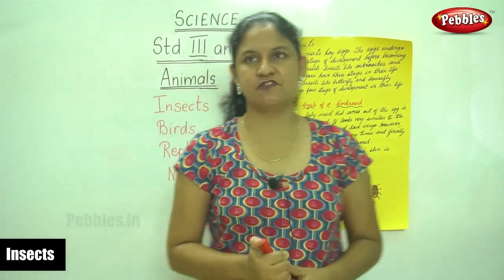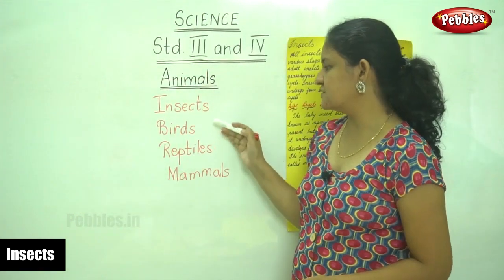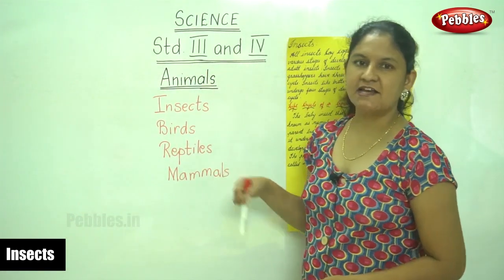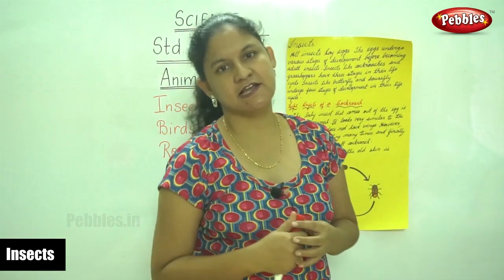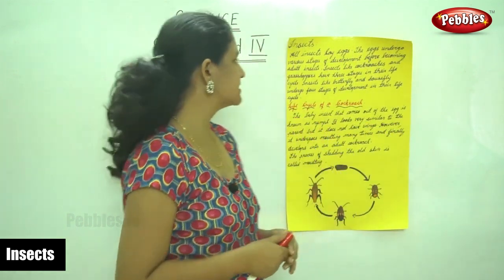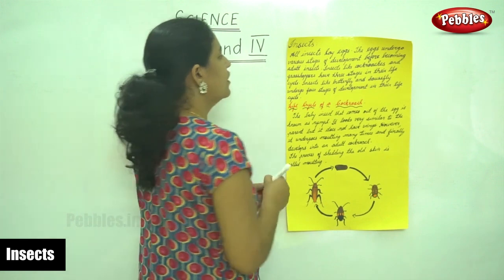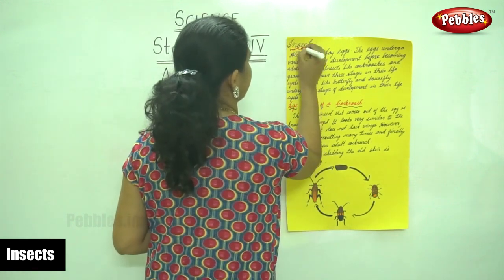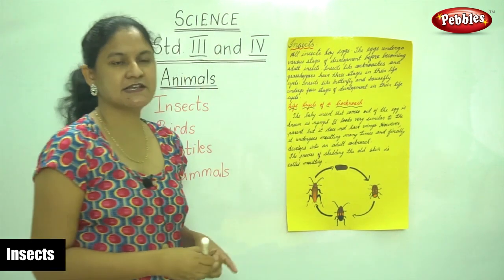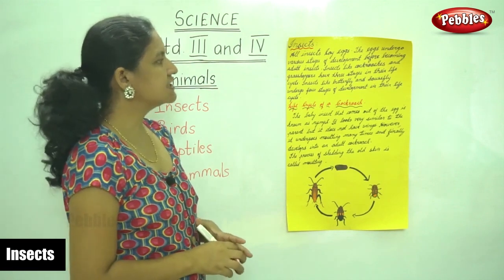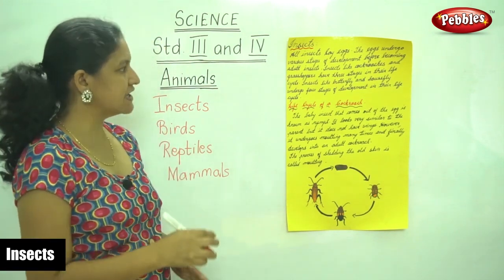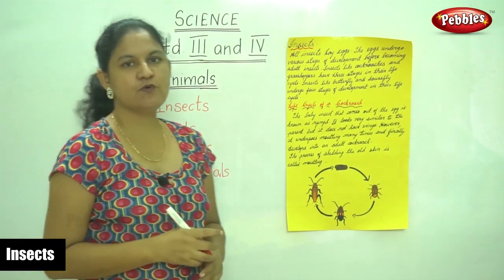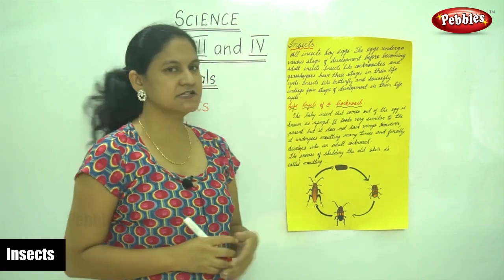So we have seen the different types of animals, that is your insects, your birds, your reptiles and your mammals. So let us take a look into the insects. All insects lay eggs. The eggs undergo various stages of development before becoming an adult insect.